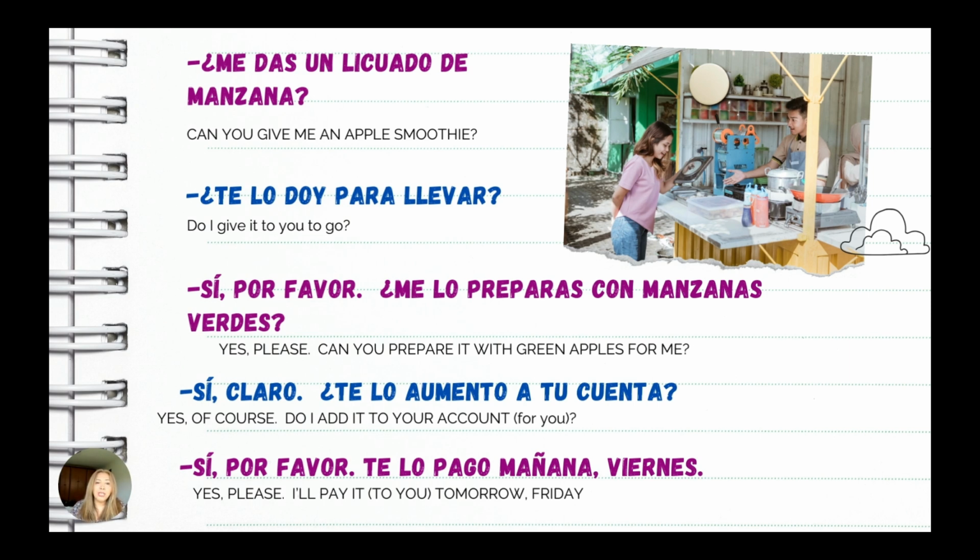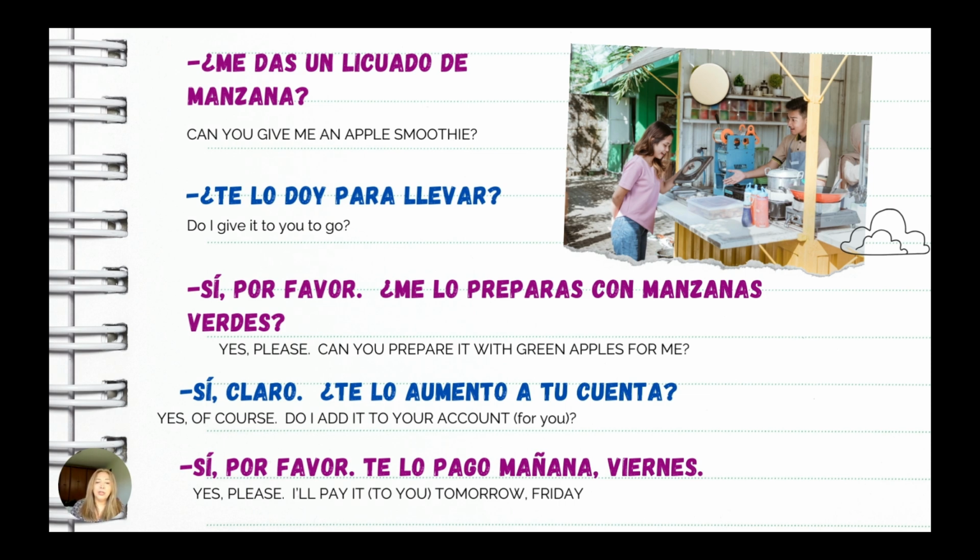¿Me das un licuado de manzana? Can you give me an apple smoothie? Me das un licuado de manzana. And the person may answer, te lo doy para llevar. Te lo, it to you. Do I give it to you to go? Te lo doy para llevar.